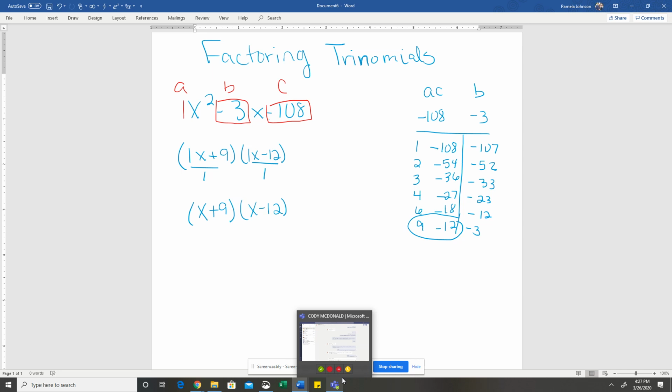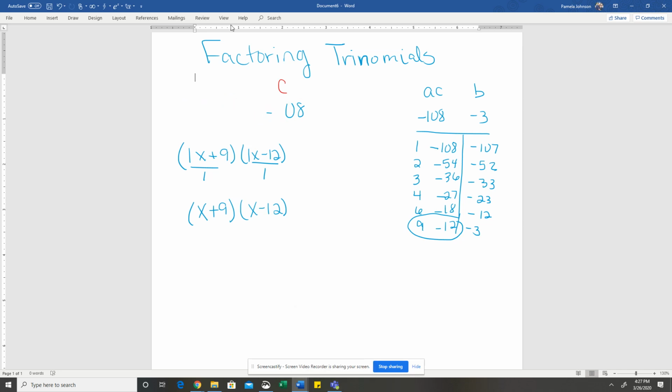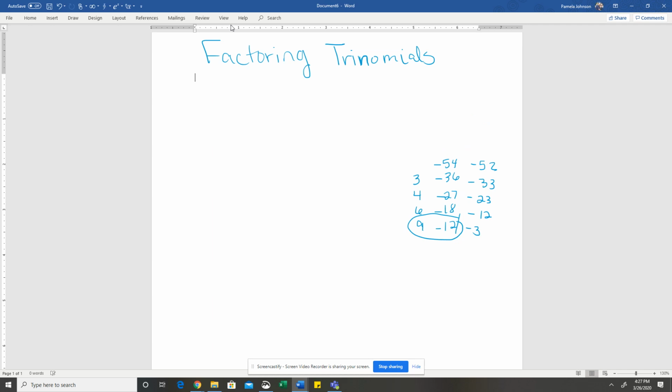What if our a value is not 1? Okay, so let me erase this and we'll look at one where our a is not 1. Okay, all the basic steps are going to be the same. We're still going to identify our a, b, and c. We're going to multiply our a times c together, find all our factors, and find which factors add up to b.